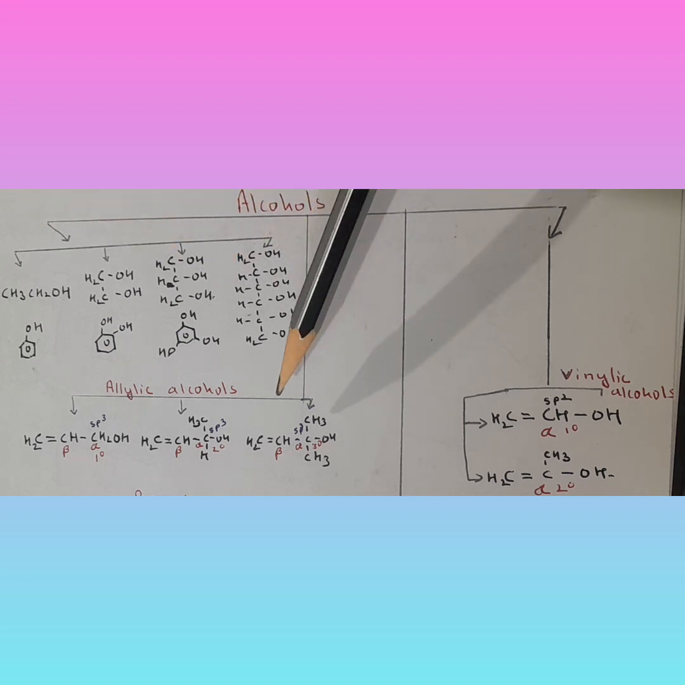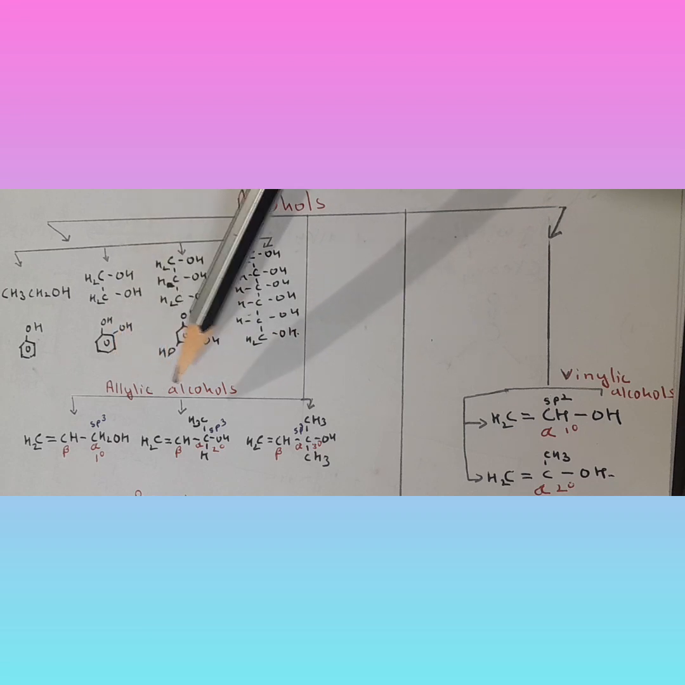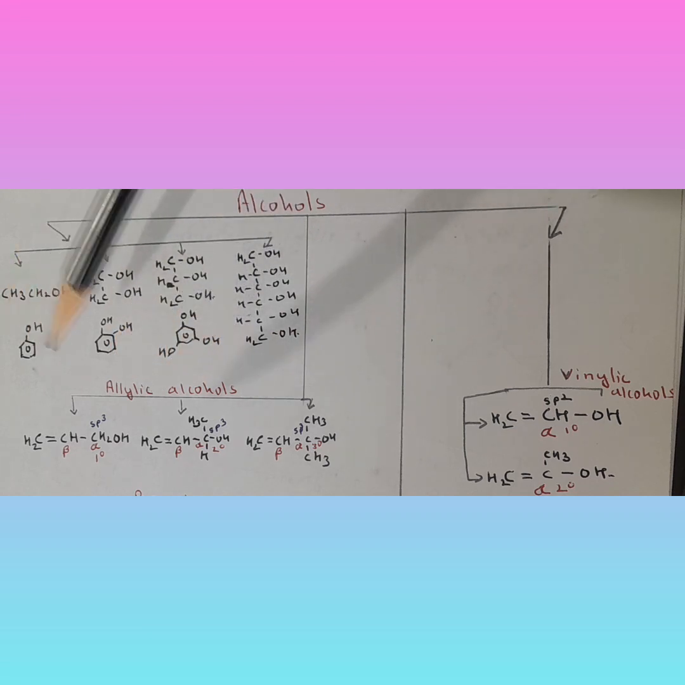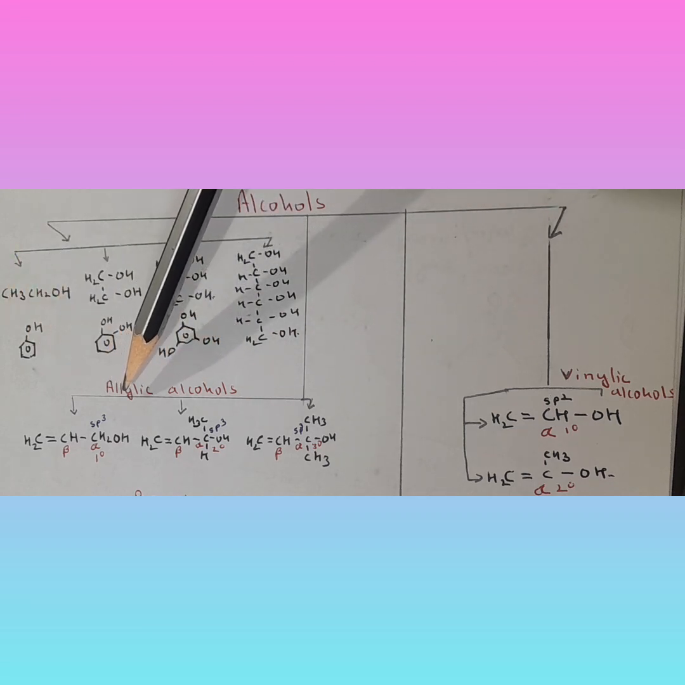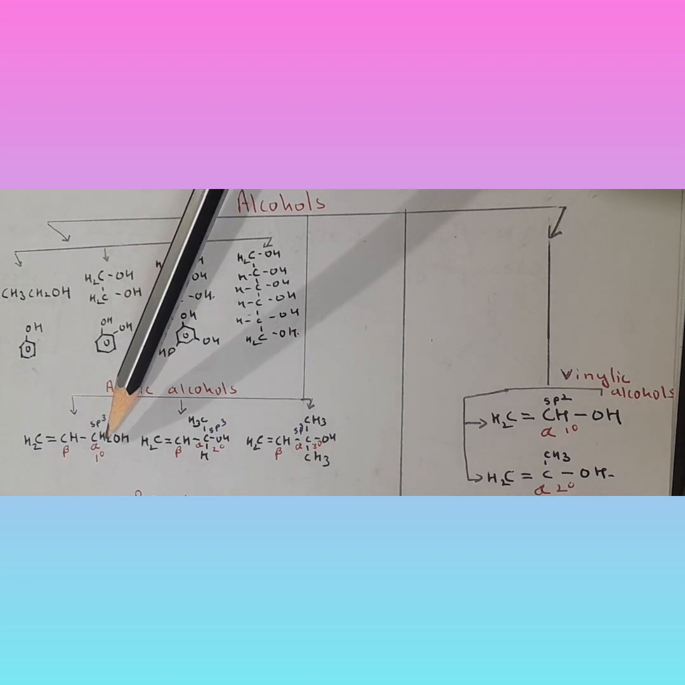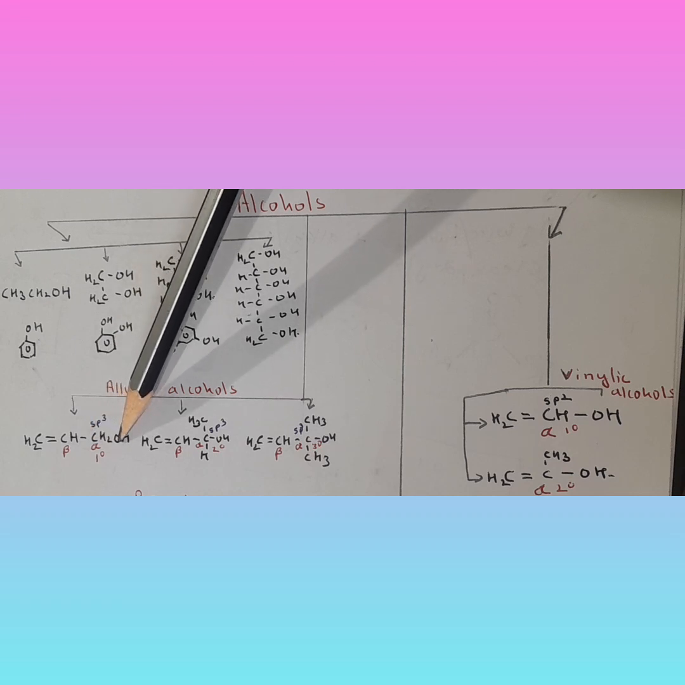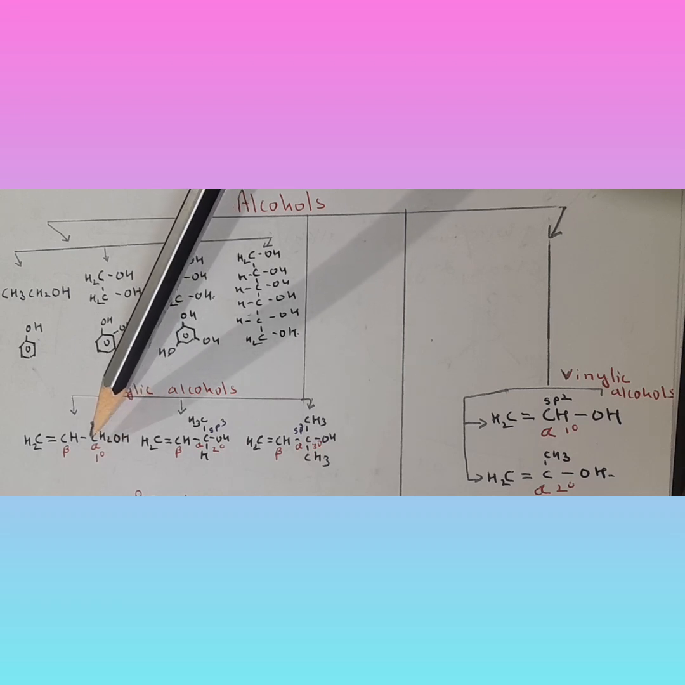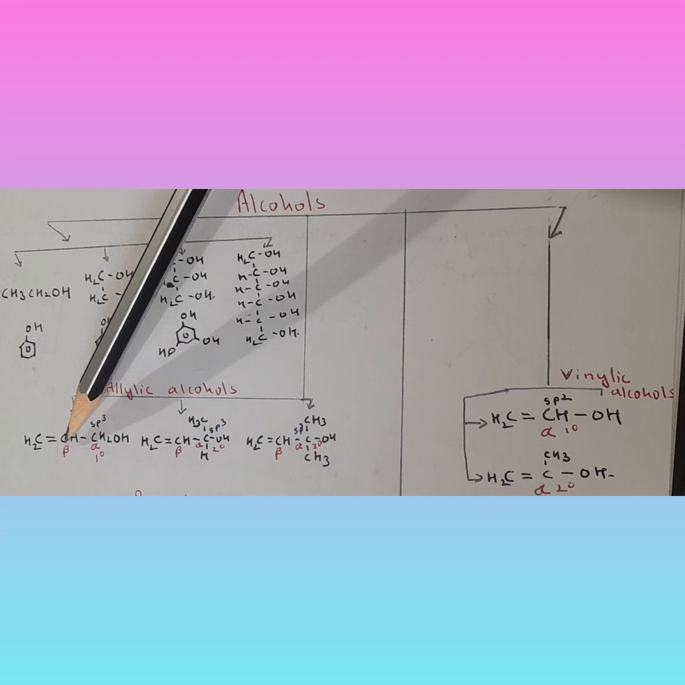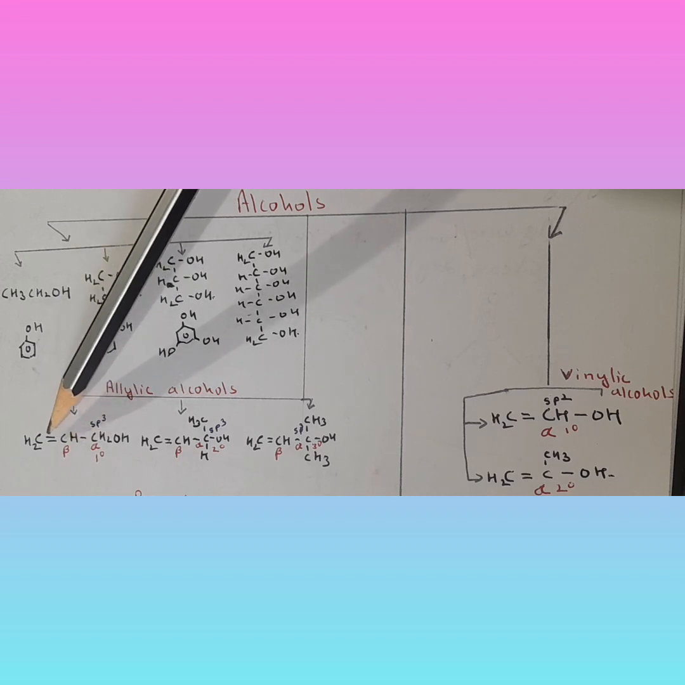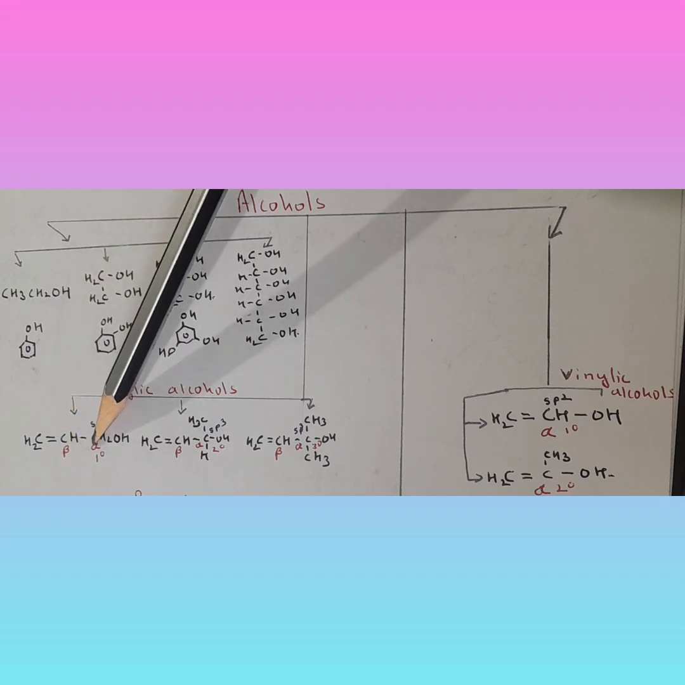Then further, if we come to allylic alcohol, what do we mean by allylic alcohol? We are talking in terms of alcohol, so OH is the functional group. This becomes the alpha carbon because the functional group is attached to that carbon. So we call that the alpha carbon. The beta carbon has a double bond. So we call it allylic.